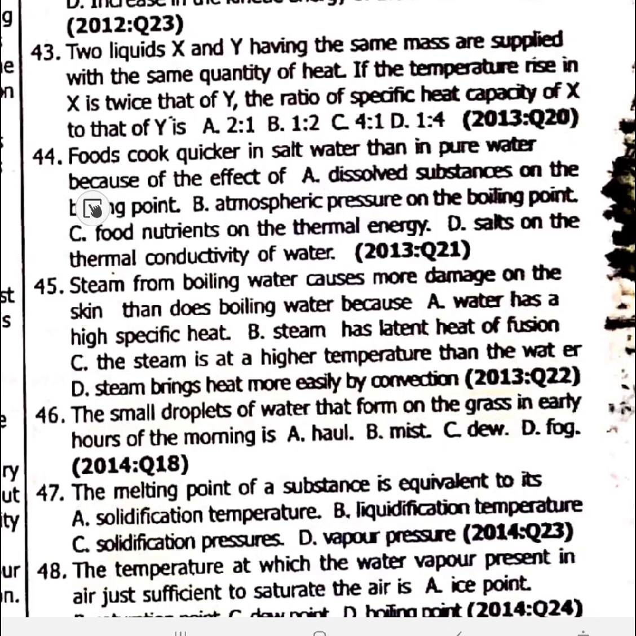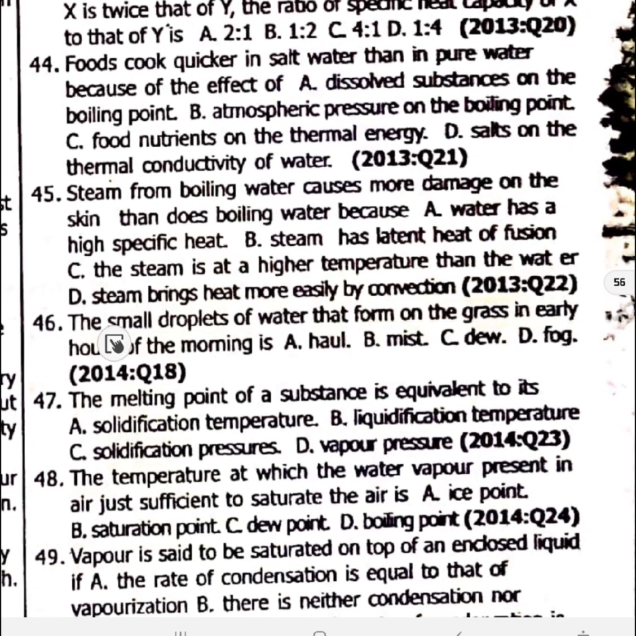44. Food cooks quicker in salt water than in pure water because of the effect of the dissolved substance on the boiling point. Steam from boiling water causes more damage on the skin than boiling water because 45, the steam is at a higher temperature than the water. 45 is option C, it is at a higher temperature.